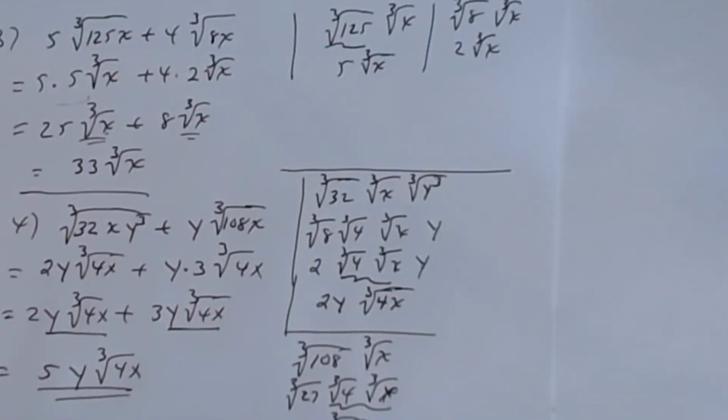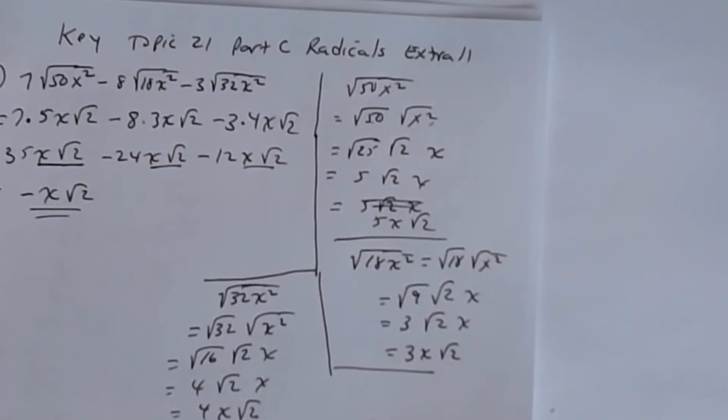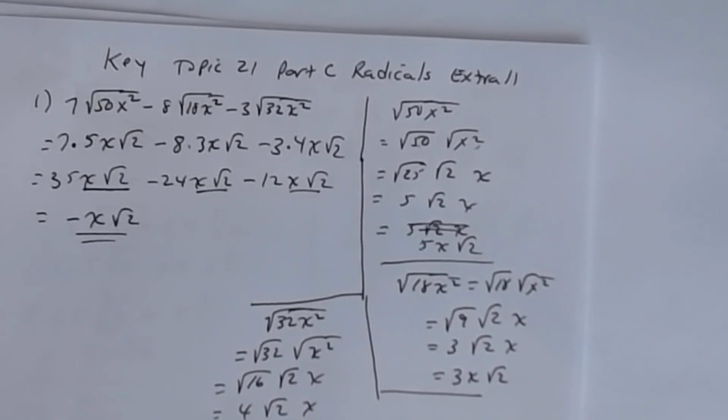All right. So that is the key to the worksheet, topic 21, part C, radicals, extra 11.